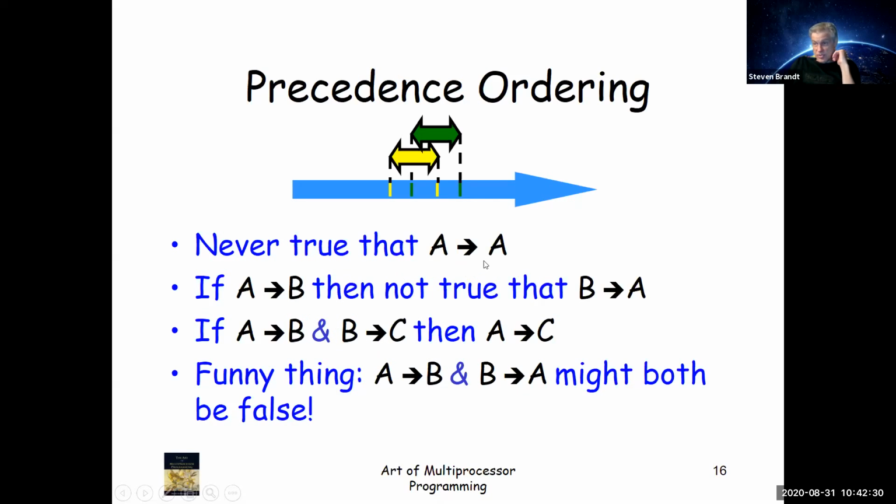And it's never true that A precedes itself. And if A precedes B, then it's not true that B precedes A. And if A precedes B and B precedes C, then A does precede C. The funny thing is that A precedes B and B precedes A might both be false, as in the picture, where they're overlapping.